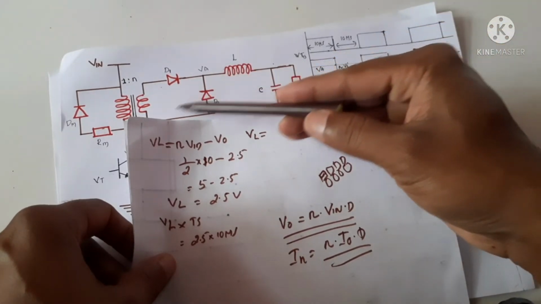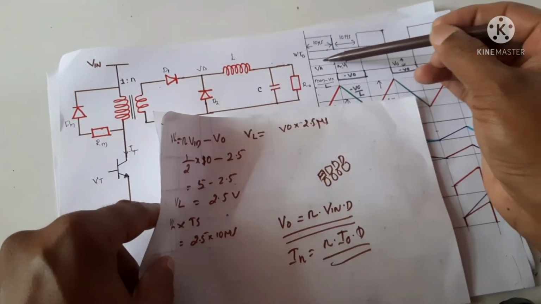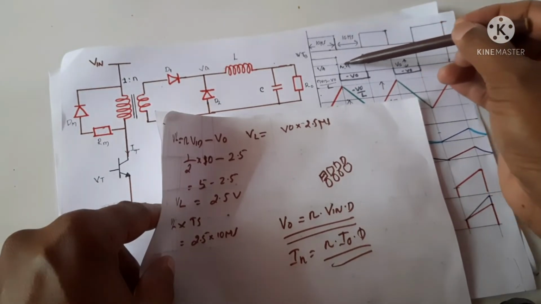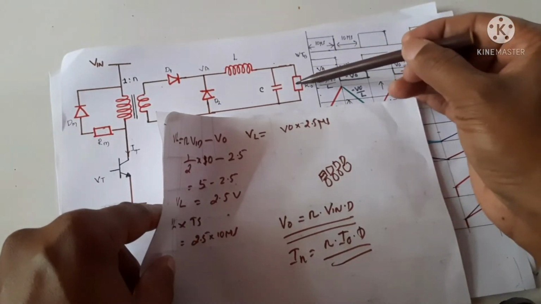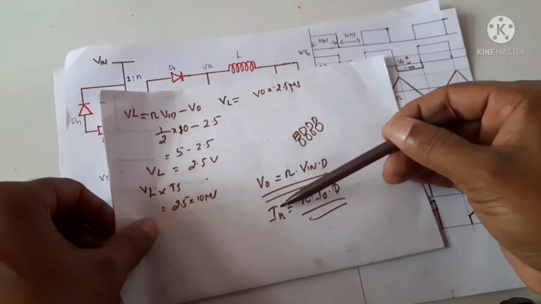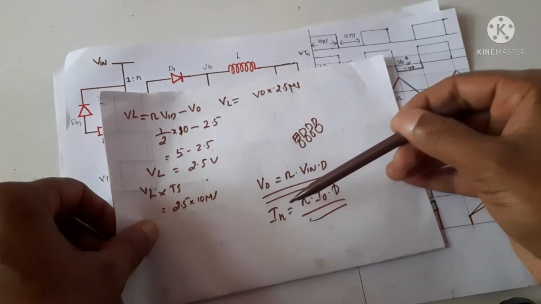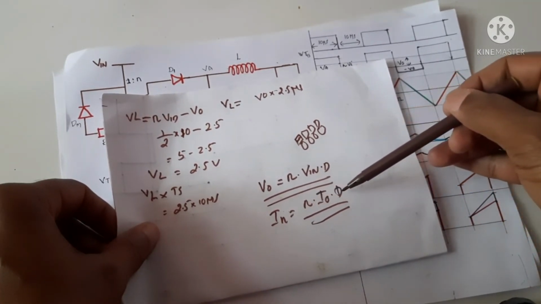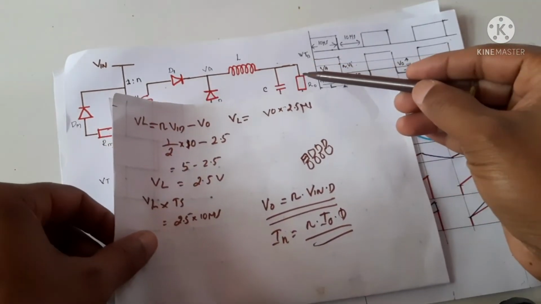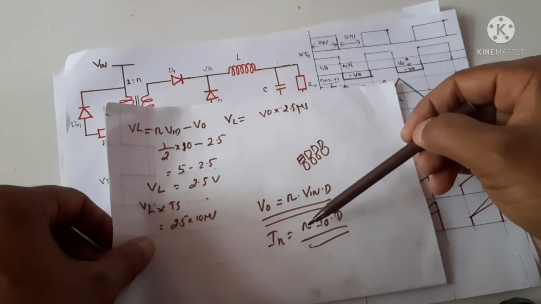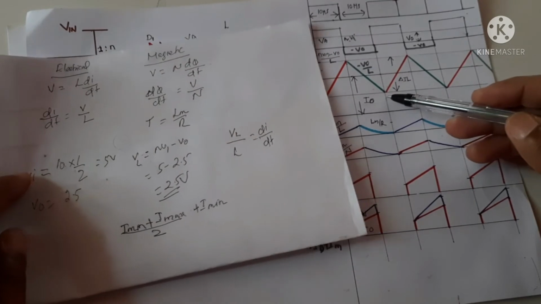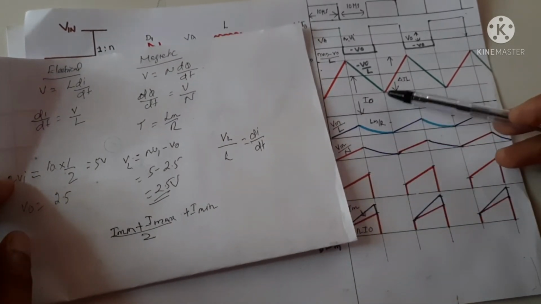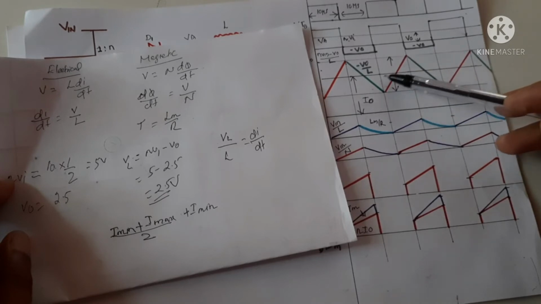And when this switch is off, the inductor gives this stored energy to the output. So the output voltage will be half of 5 volt, which is 2.5. Likewise, the input current is N times that of the output current. If the output current is 2 ampere, half of that will be 5 into D. I minimum plus I maximum divided by 2 will give the average current.